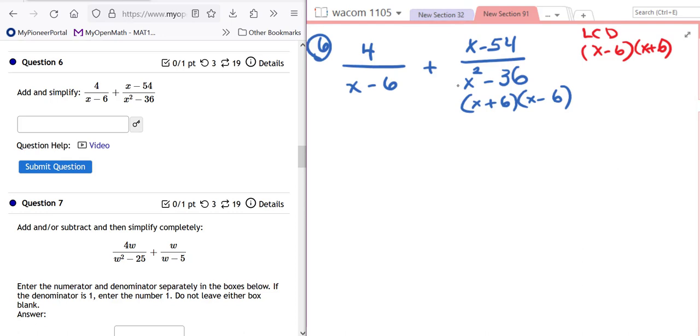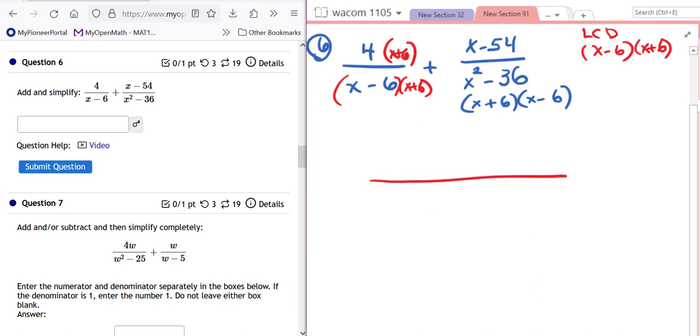That's good news because the second fraction's already done. You're just going to have to do some work on the first fraction, and I'm going to just write it right beside it. Okay, so it has the x minus 6. It's going to need an x plus 6, top and bottom. All right, now remember that the denominators you keep. All right, so I'm going to keep it in factored form. But numerators combine.